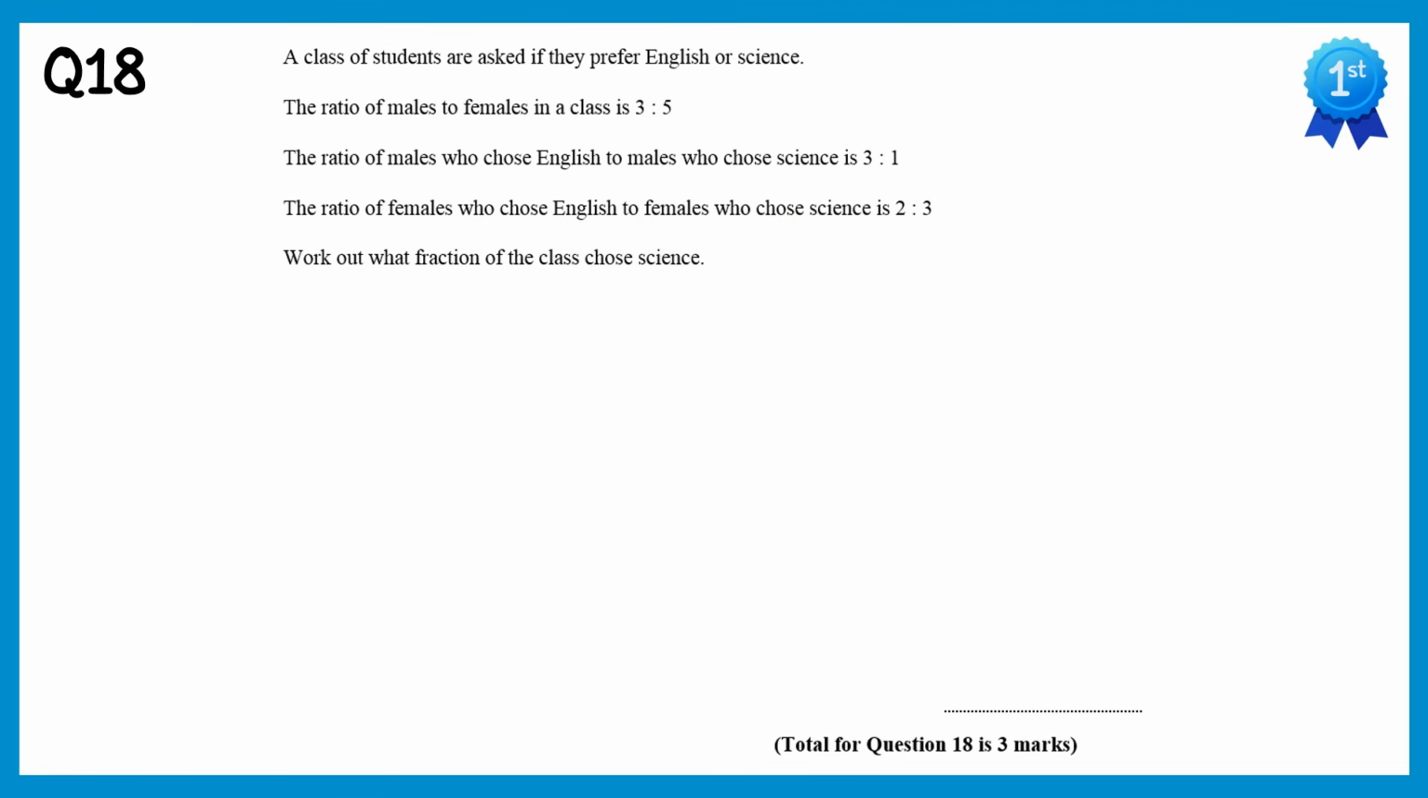In this question, we're told the ratio of males to females is 3 to 5. Since there are 8 parts here altogether, and 3 parts are males, then 3/8 of the class are males. In a similar way, 5/8 of the class are females. We're interested in only those that chose science.